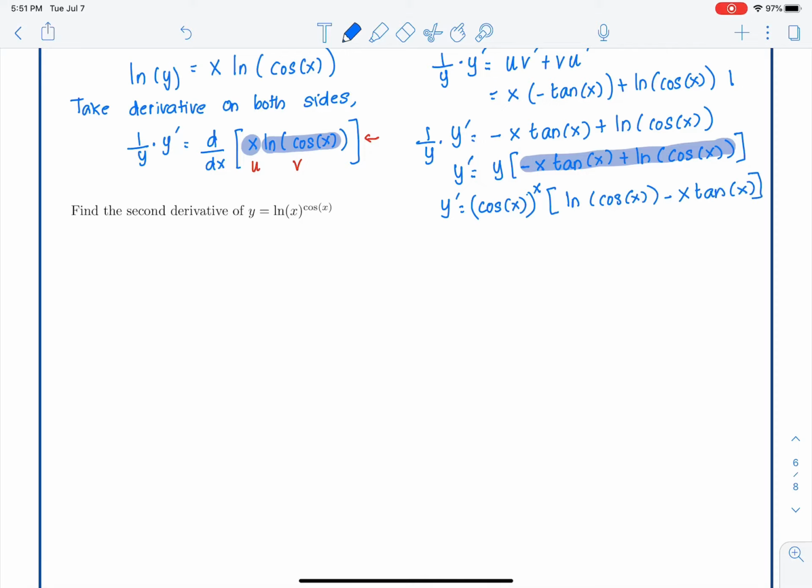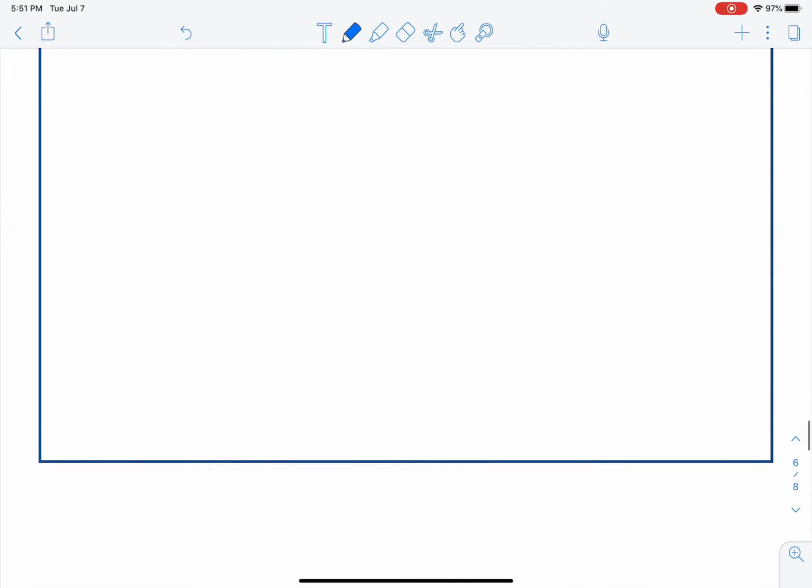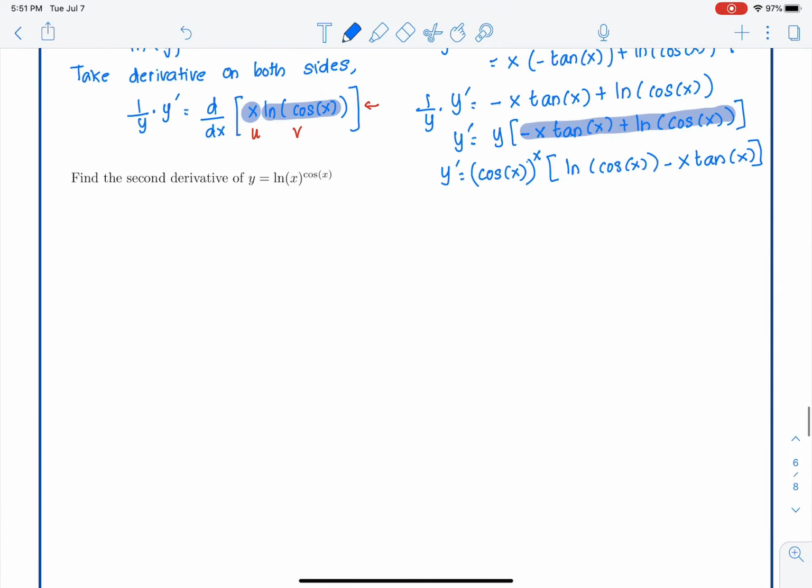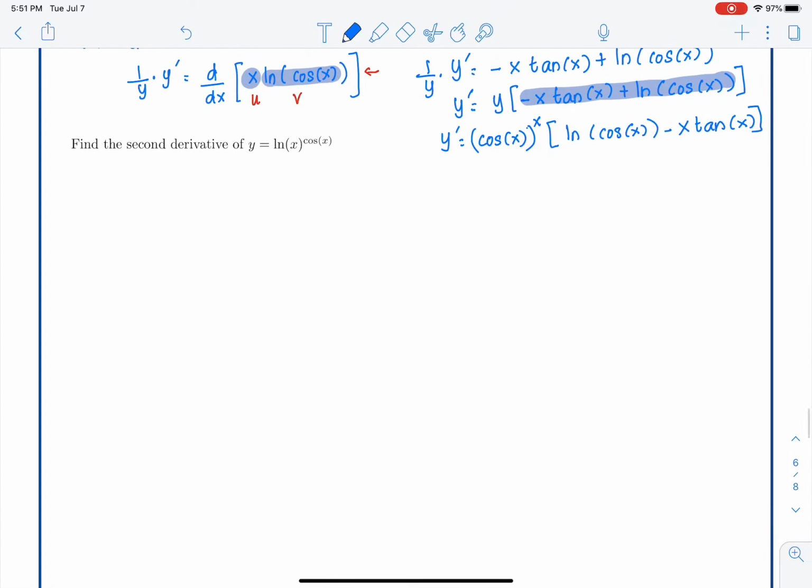And that would be the final answer. Again, if you can substitute y back, we go ahead and substitute y back. But if we can't do that, we'll just leave it as is. So now we have to find the second derivative.